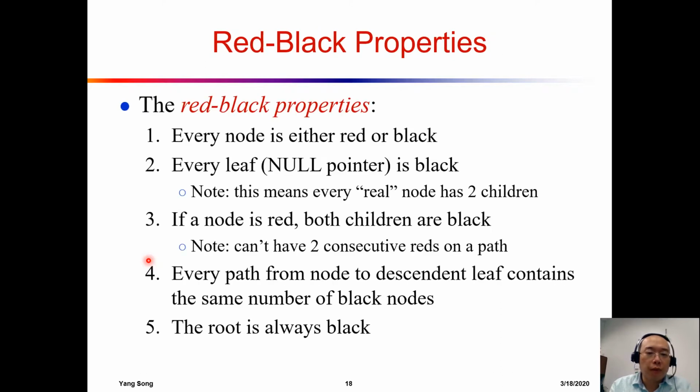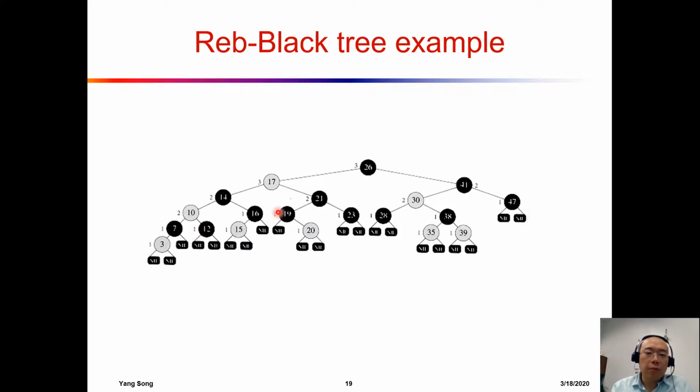So we have to come back to the property. The property says if a node is red, then both children are black, right? So this means if we have a red node, then the next node down by 1 step has to be black. This will guarantee that if we have a path from any node down to a leaf, at most half of the nodes we visit down the path can be red, and all the remaining of them are black.